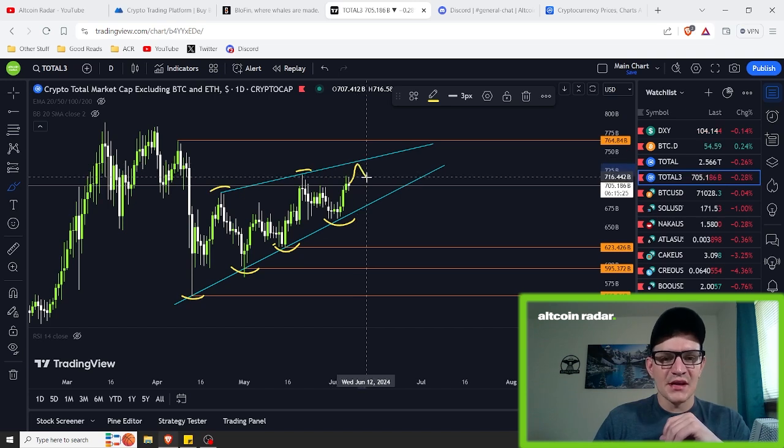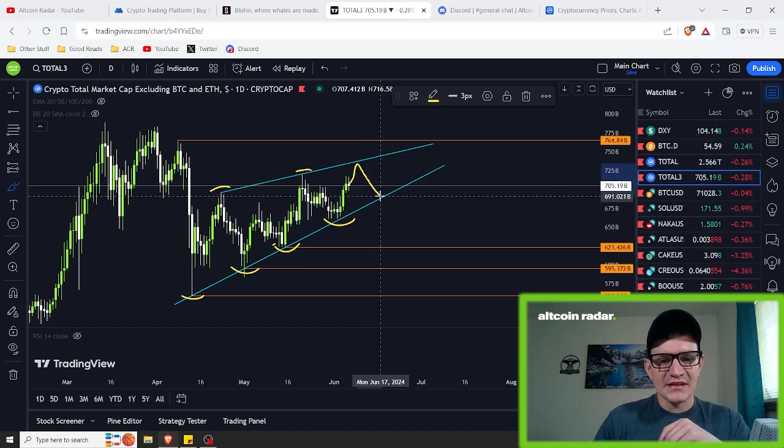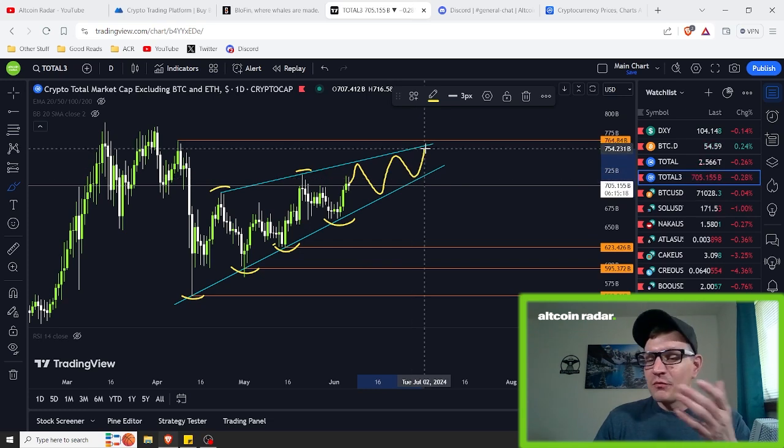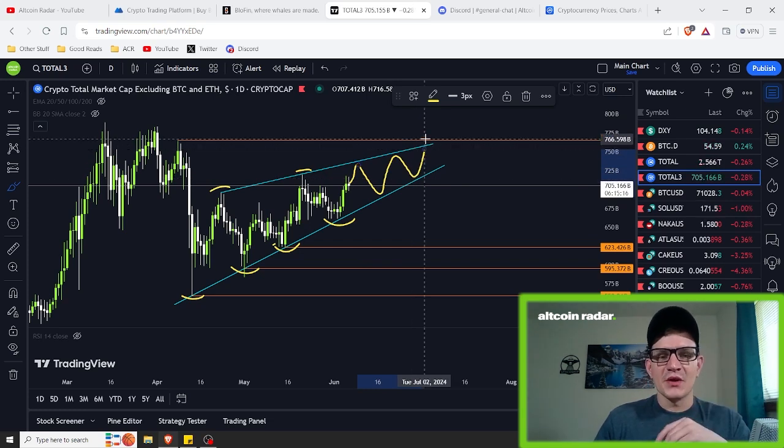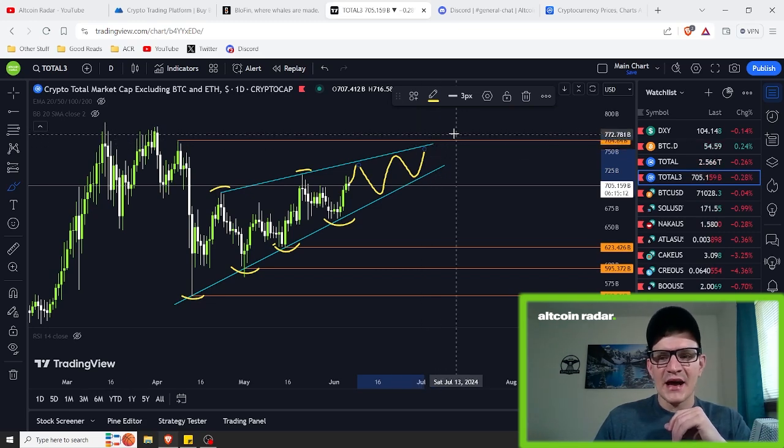And then we want to see a correction back down to the bottom side of it, and then go back up, and then back down, and then back up, and hopefully eventually gain enough momentum to where we can finally bust through this big key level here that we need to pass of right around the $765 billion range.